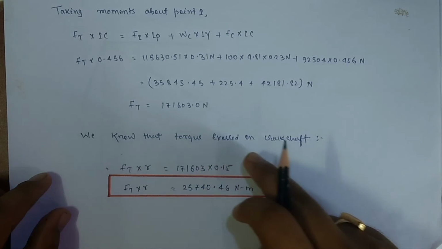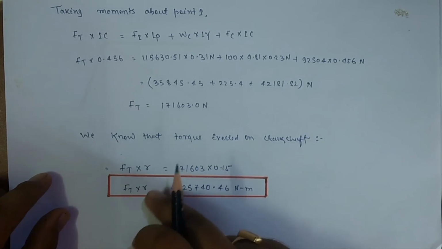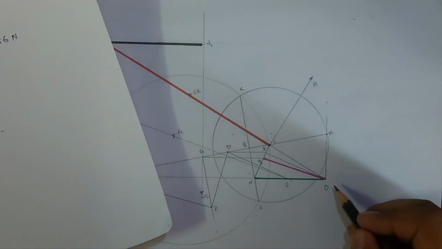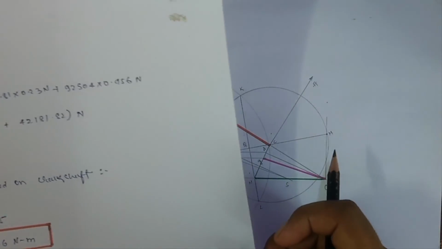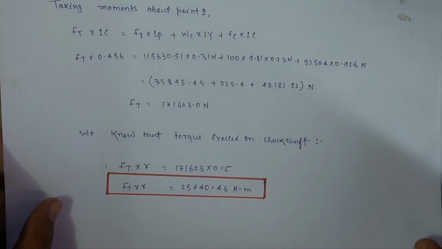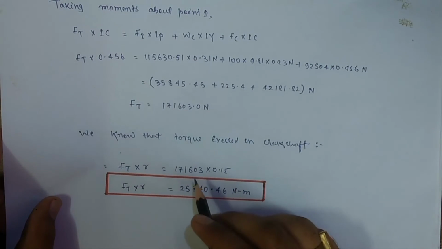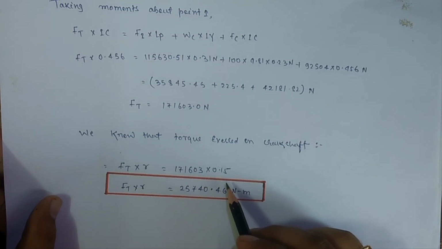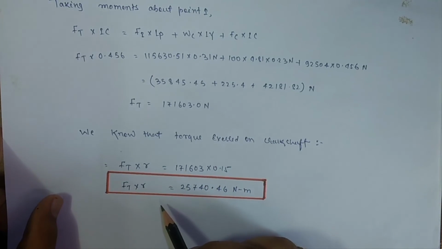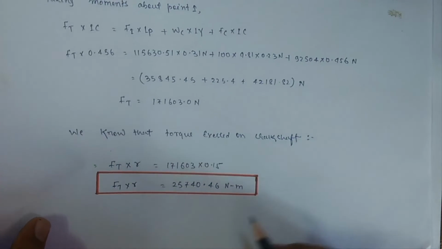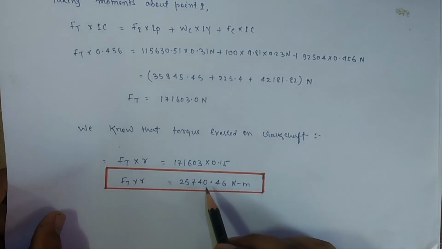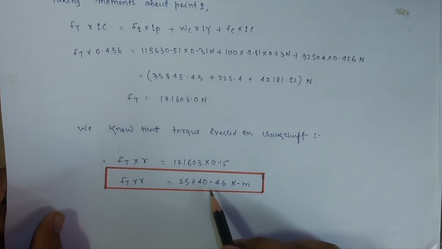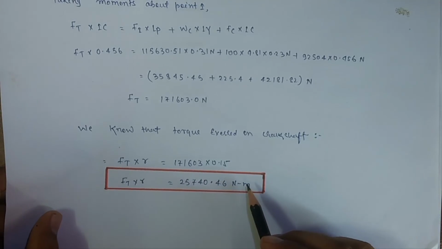So as you know, torque exerted on the crankshaft is nothing but Ft into R. R is our stroke length, that is OC. This is nothing but 300 mm. So as we have calculated, it comes out to be 0.15 meter into Ft. Substitute this value, 171603 into 0.15. We will get the torque acting on the crankshaft as 25740.46 Newton meter, that is 25,740.46 Newton meter as our torque exerted on crankshaft.